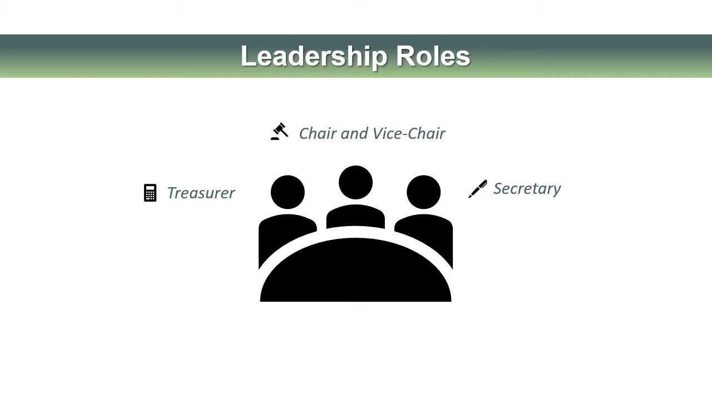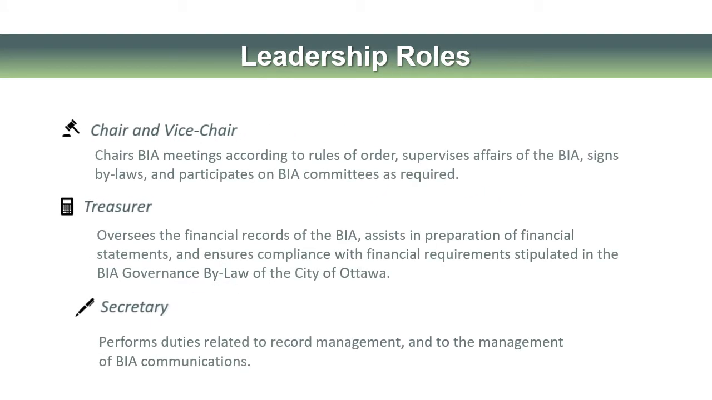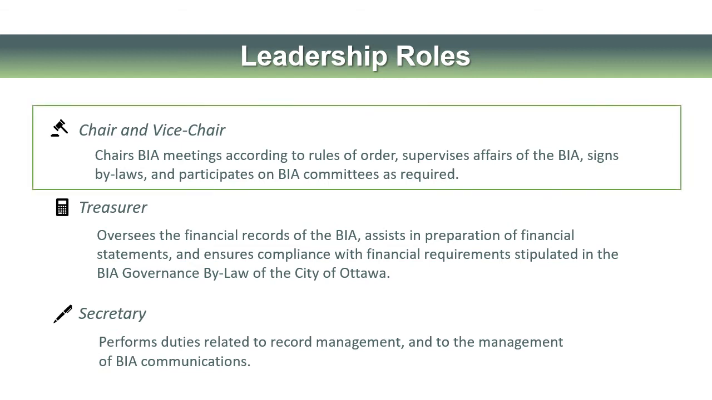Each BIA Board of Management has defined leadership roles to help ensure the smooth operation of the BIA in partnership with the executive director. Though there are exceptions, generally a board will have the following roles: the chair and vice chair of the board, who support each other and are the leaders of the organization and of the board. Often the chair, as the figurehead, is responsible for overseeing media communications and messaging. The chair and the vice chair ensure meetings run smoothly and follow the rules of order. They supervise the affairs of the BIA, sign bylaws, and participate on BIA committees as required.